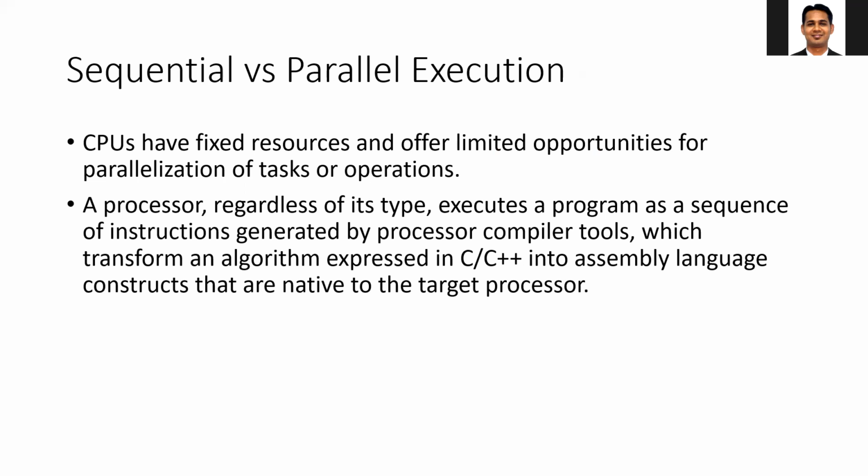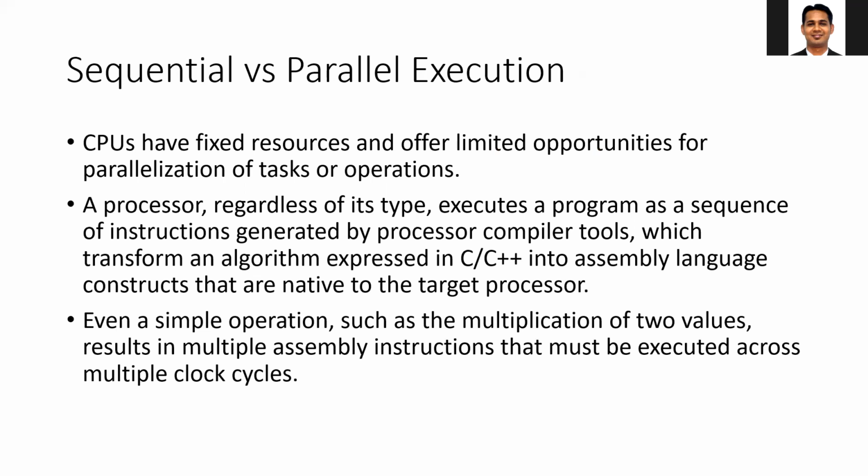A processor, regardless of its type, executes the program as a sequence of instructions generated by the processor's compiler tools. What the compiler does is transform an algorithm expressed in C++ into the assembly language instructions which are native to the target processor. So when you write C code, your compiler converts it into assembly language code which the processor can execute by using its instruction set. Even a simple operation such as multiplication of two values results in multiple assembly language instructions that take multiple clock cycles to execute.